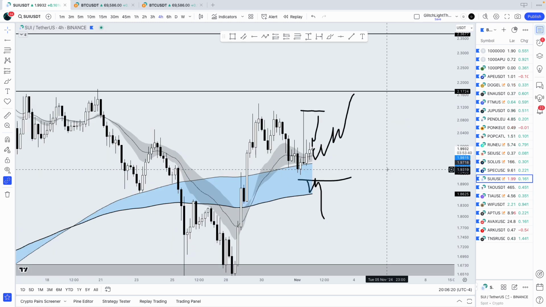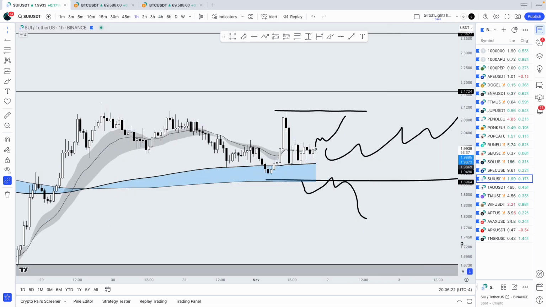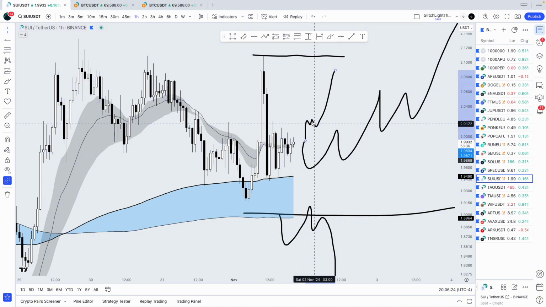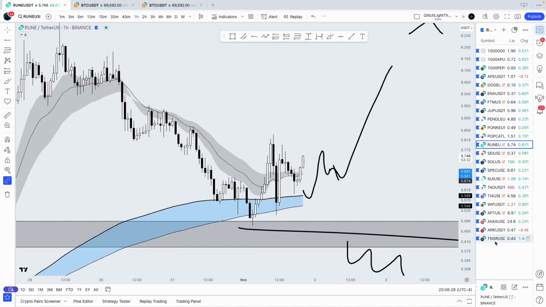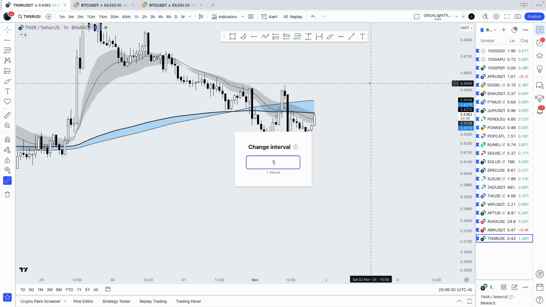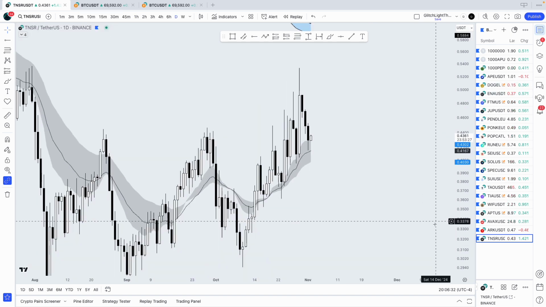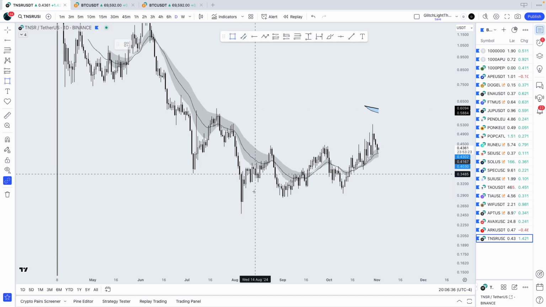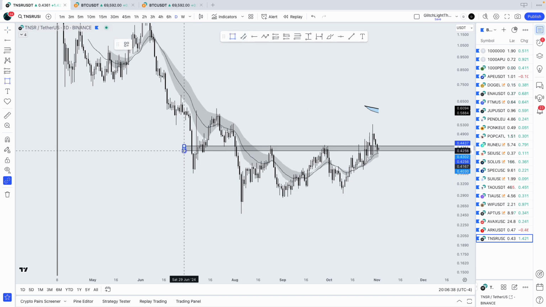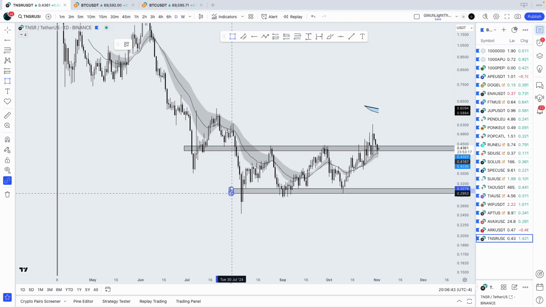Let's just see what these charts are doing here real quick. SUI. Would be nice to get a breakout here. Rune. Nice. I like that. Okay. Let's take a look. Okay. This chart has my attention. I like this. Interesting.